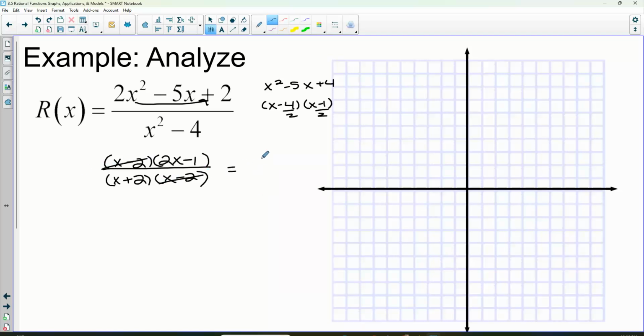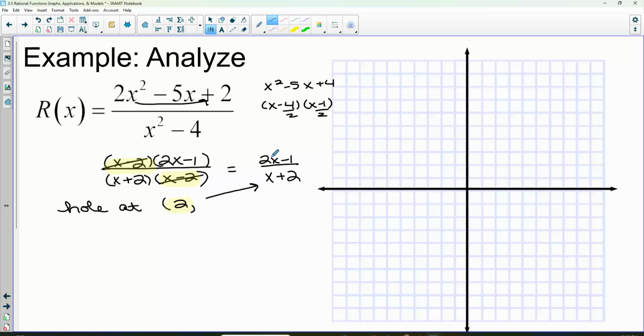We didn't have any where this happened yesterday, but we've talked about it. When something cancels, what does that create on our graph? There is a hole on the graph. And you have to be able to give me the ordered pair. So the x value comes from the thing that canceled. What makes x minus 2 equal 0? 2. The y value comes from if you plug 2 into the fraction that's left.